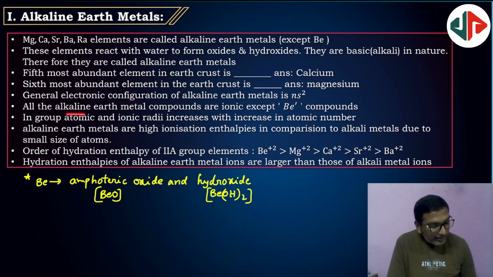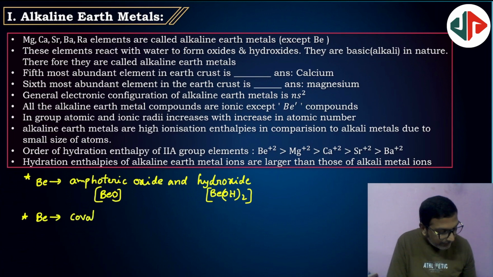Next, all alkaline earth metal compounds are ionic except beryllium. Beryllium can form covalent compounds due to small size. Beryllium compounds are covalent. Very, very important.